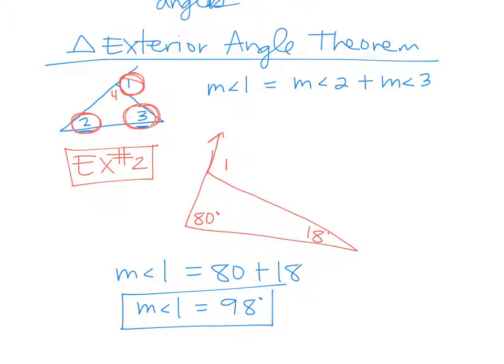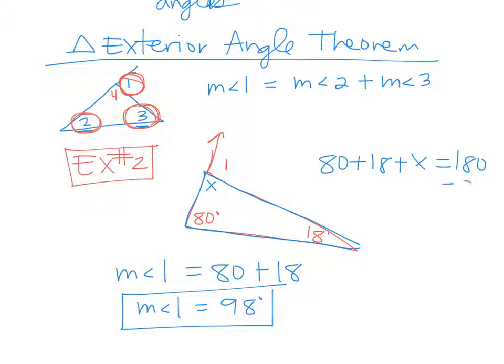Does anyone see a different way you could find it? Subtract from 180, and then what are you getting? Which angle? You're getting the interior angle when you do it that way, right? But that's the way you could do it. We know a triangle adds up to 180. So if I call this x, 80 and 18 and x will equal 180. So if you don't remember the shortcut, you could always do this.